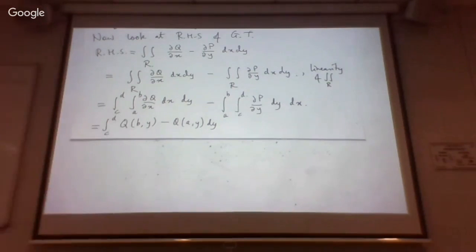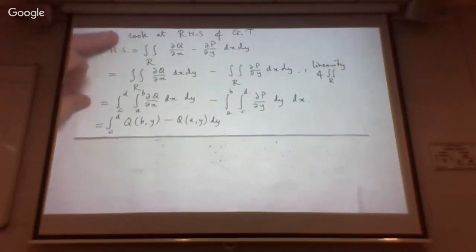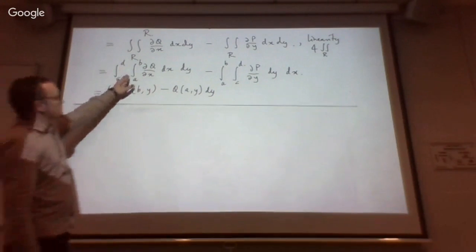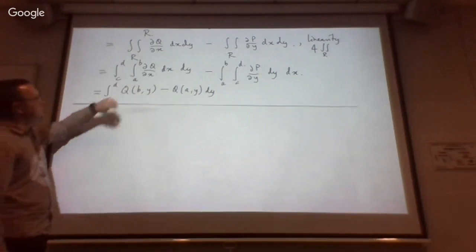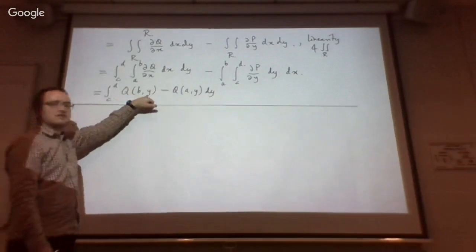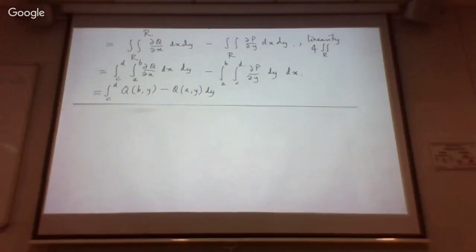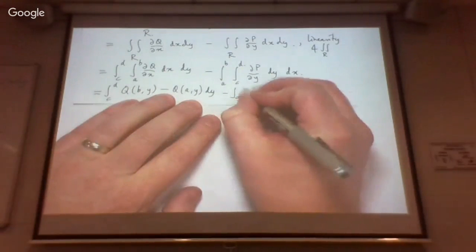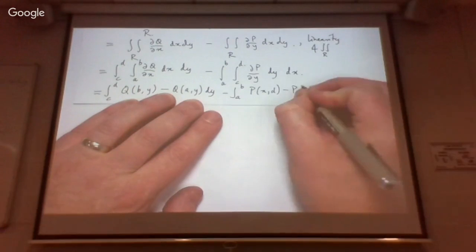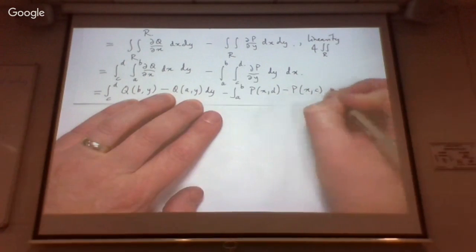So you integrate and differentiate q, so you just get q, but it gets evaluated at the limits, so q of b minus q of a. But of course, q is a function of the two variables x and y. And then over there, the second part, you've got minus the integral from a to b, p of x, d minus p of x, c.